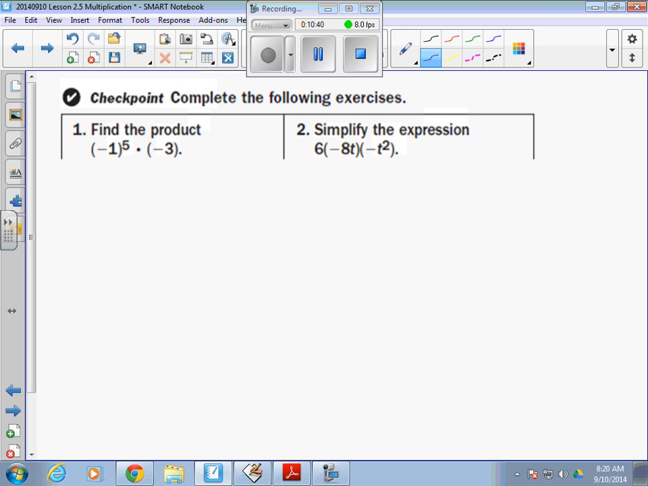Okay, here's your first checkpoint. It says find the product. Negative 1 to the 5th power. Count and see how many negative values we have here. This means we have 5 of them. So that's 5, and this right here is 6. Therefore, that's an even amount, which means it's going to be positive at the end.